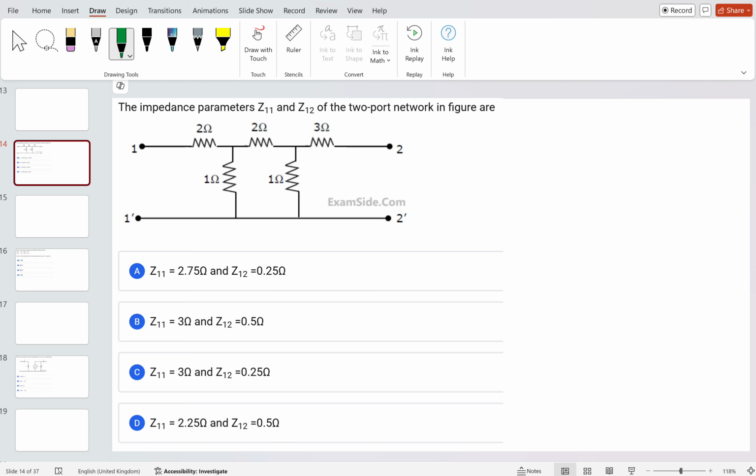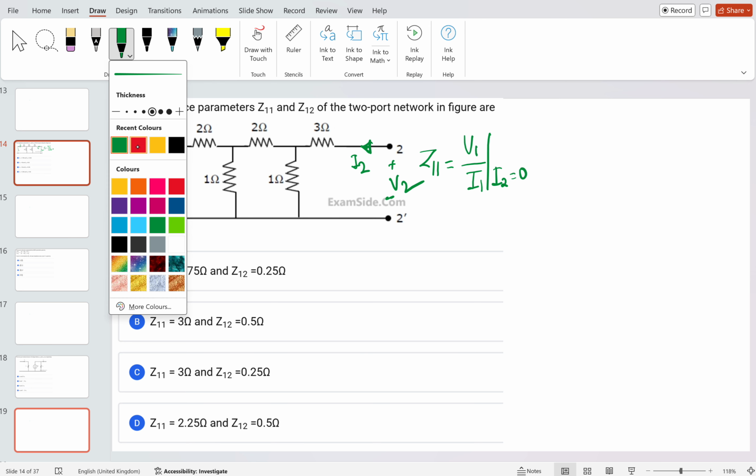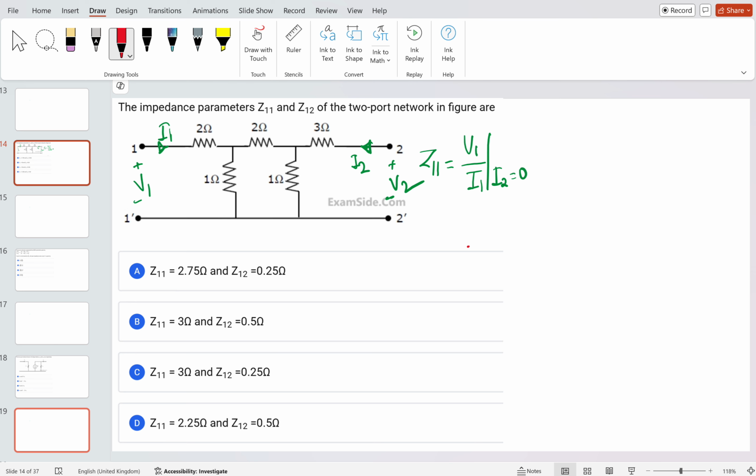So if I wanted to find out the value of Z11, Z11 is simply equal to V1 by I1 at I2 equal to 0, from the matrix itself. It means I have to open circuit the output side. This is the I2 and this is V2, and this is V1 and this is the I1. With I2 equal to 0, there is no voltage drop across the 3, because the current is already 0. So the equivalent circuit will look something like this.